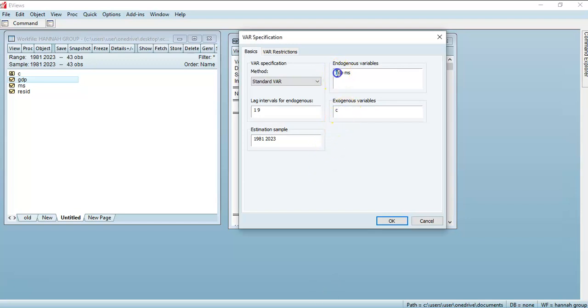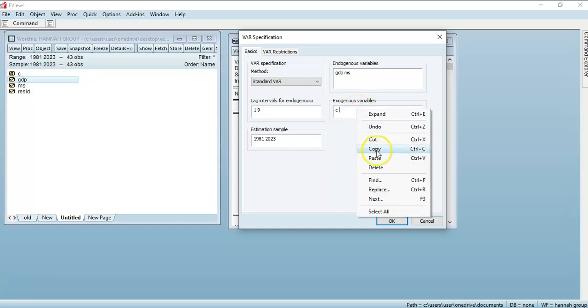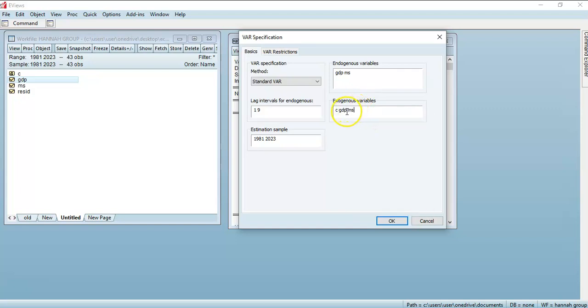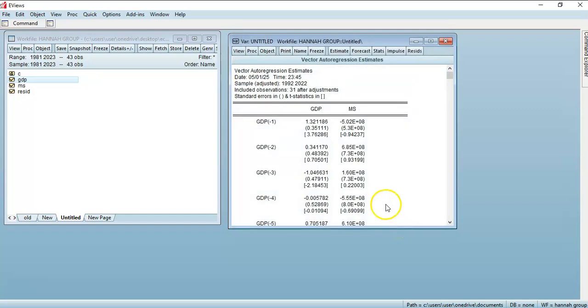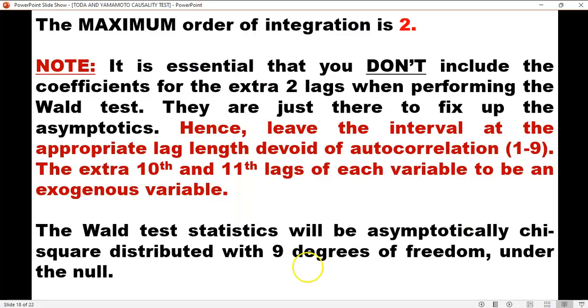Let's copy this, and put them in the exogenous section. Paste. Okay, the 10th and 11th lag. Let's put 11 lags. Okay, this one here too, 11 lags. Okay, then we click OK.